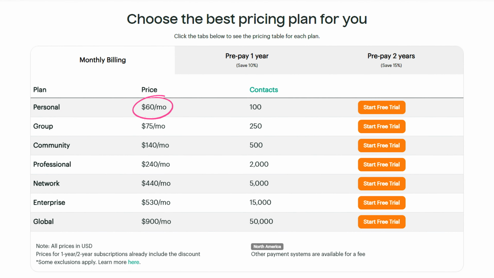Wild Apricot has quite a few pricing tiers. It starts at $60 per month with its basic plan for up to 100 contacts. Its extensive global plan covers up to 50,000 contacts for $900 a month. Wild Apricot doesn't tier its features, so you can get all the tools featured no matter which plan you get.